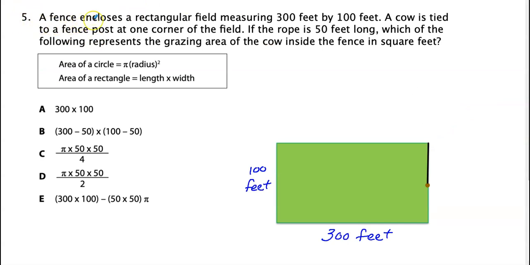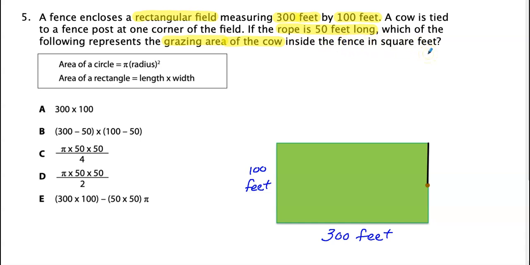Question 5. A fence encloses a rectangular field measuring 300 feet by 100 feet. A cow is tied to the fence post at one corner of the field. If the rope is 50 feet long, which of these following represents the grazing area of the cow inside the fence in square feet?